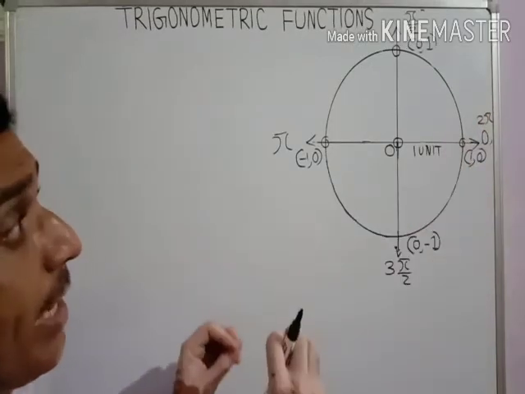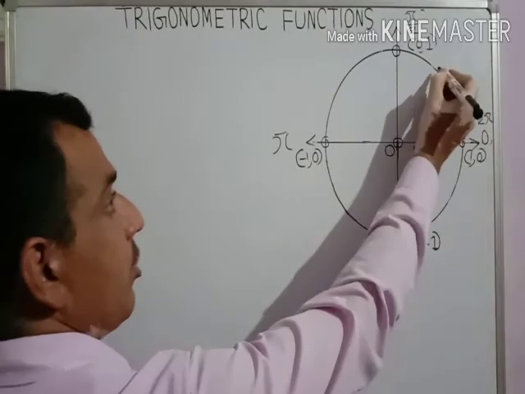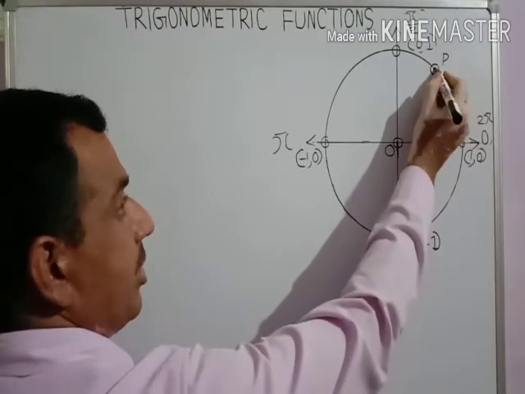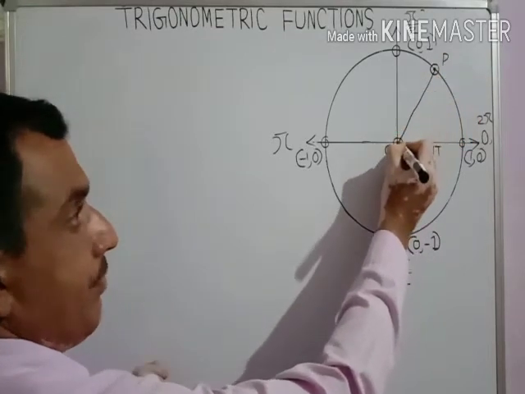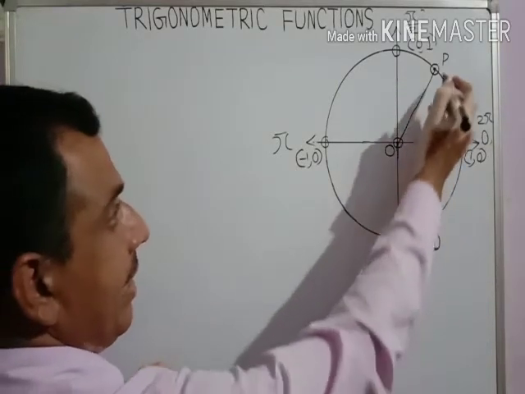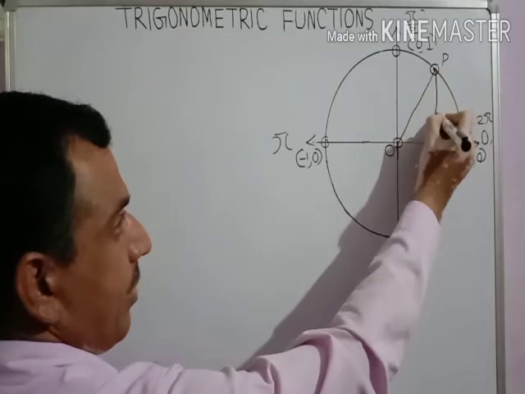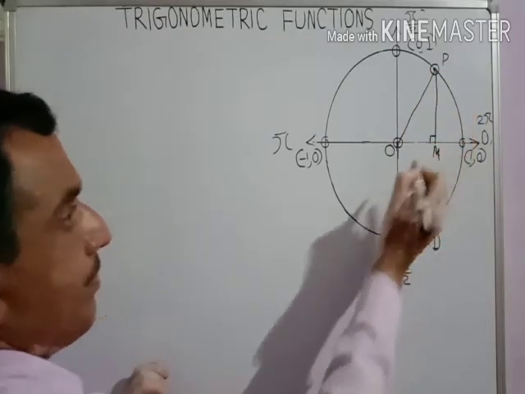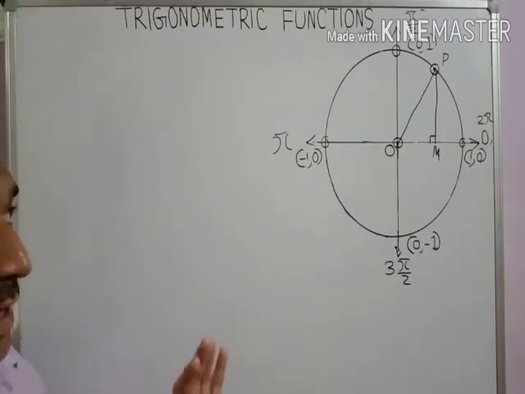Now here I take point P on this circle. I join this line OP. OP is the radius of the circle. What do I do now? I take one perpendicular from point P on the x-axis. I will call this point M.